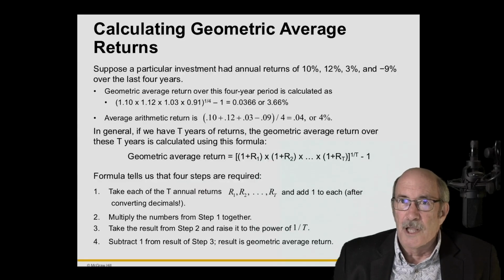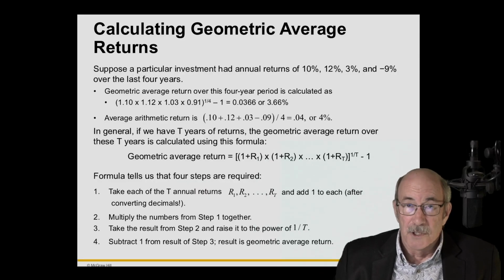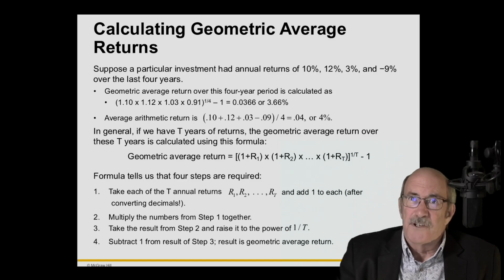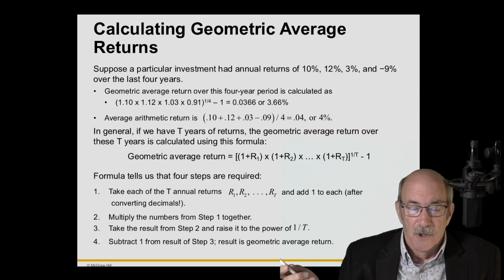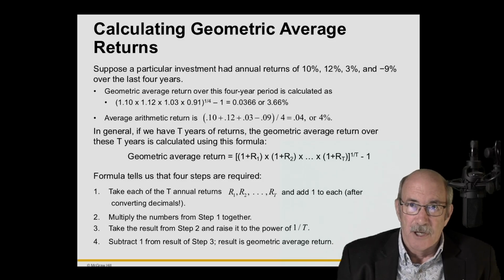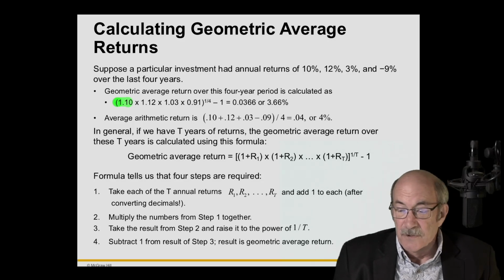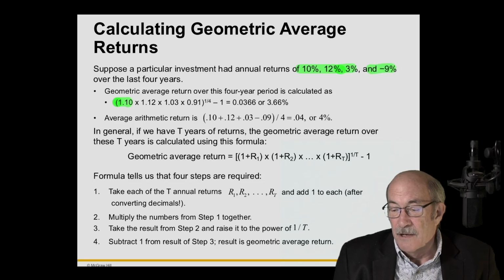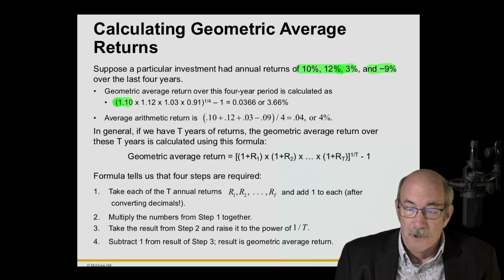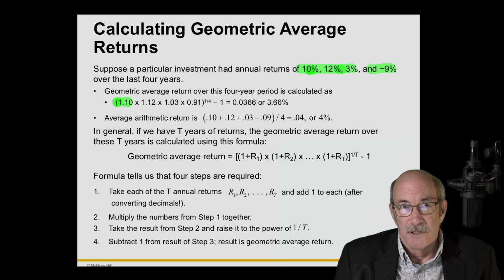So to calculate the geometric return, instead of just adding all of these up, we're actually going to take the decimal equivalent and we're going to add 1 to each return. So if, for instance, we have an investment with 10, 12, 3, and negative 9% return over a 4-year span, we'd take that 10%, that the decimal equivalent is 0.1, add 1 to that.